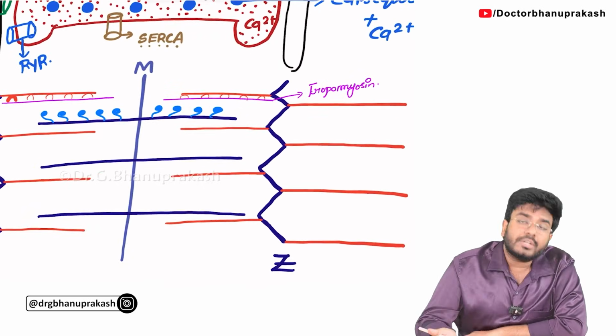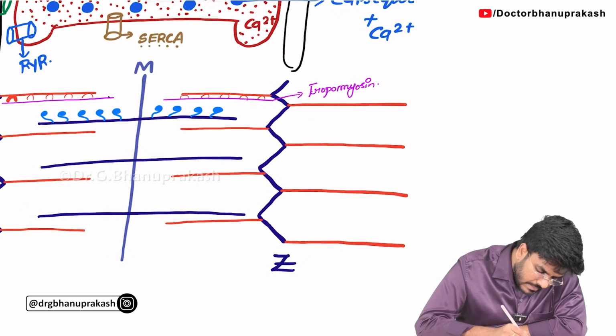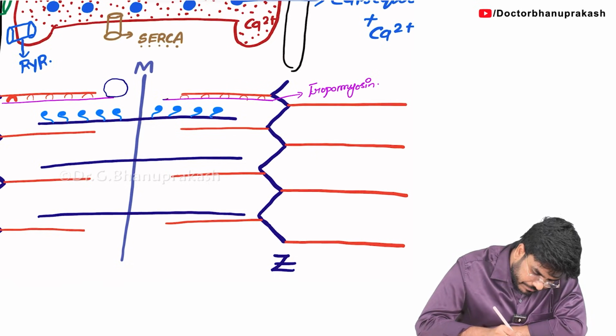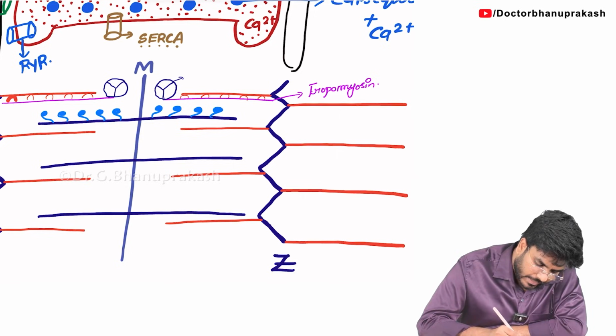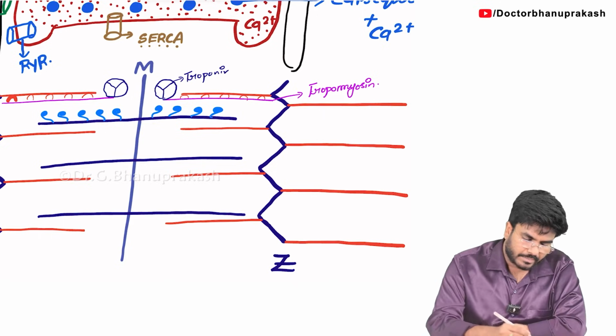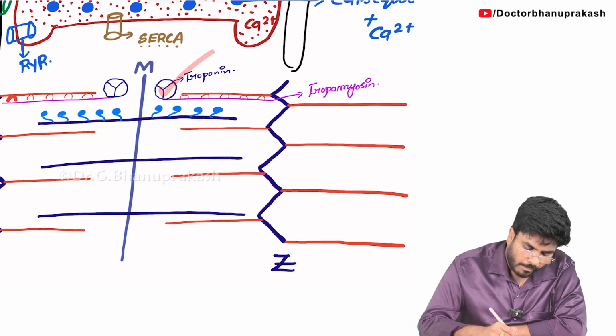Next up, anything else that you should know? See, there is one more protein which is attached with the tropomyosin. What is the name of this protein? Actually, it has 3 subunits like this. This is called troponin. The wheel-like protein is called troponin. So there is something called troponin as well as tropomyosin.